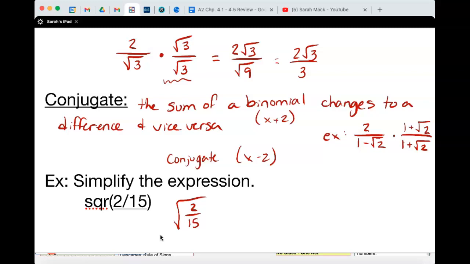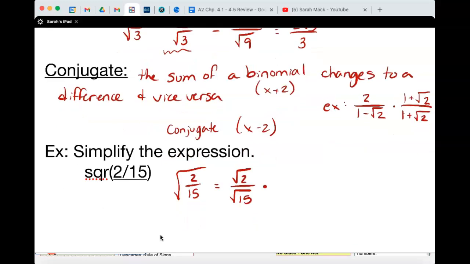Okay. So I guess the first thing I would do, if you have the square root of 2 over the square root of 15, I would still use the quotient property and break it into 2 radicals, just in case there's one that could be simplified. In our case, neither of them can. None of them are perfect squares. So since I know I can't simplify the square root of 15, I should multiply by what?